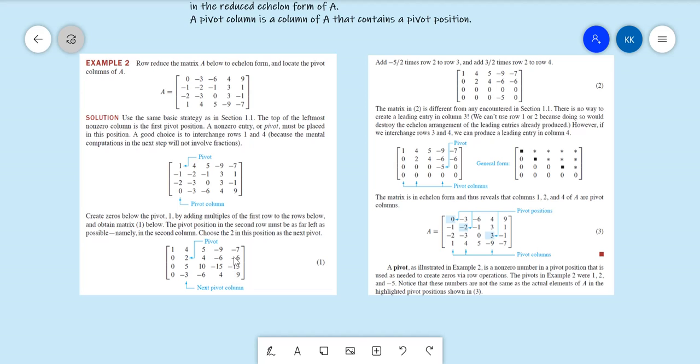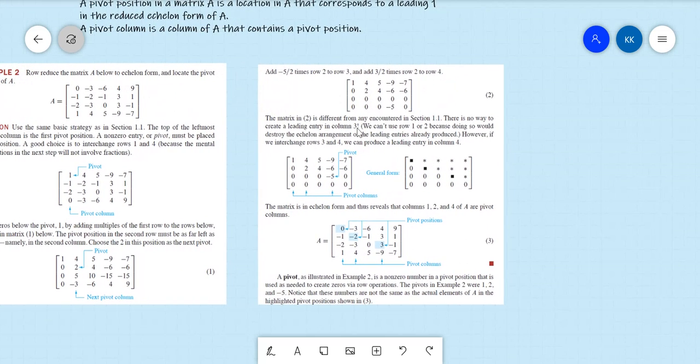Similarly, you can do the computations yourself. You see we get an entirely 0 row. And similarly, we did 3 by 2 times row 2 to row 4, and we got this, only this column. So the matrix in 2 is different. Okay, there is no way to create a leading entry in column 3. Yep, we don't have a leading entry here. It's entirely 0. We can't use row 1 because that would destroy the echelon arrangement.